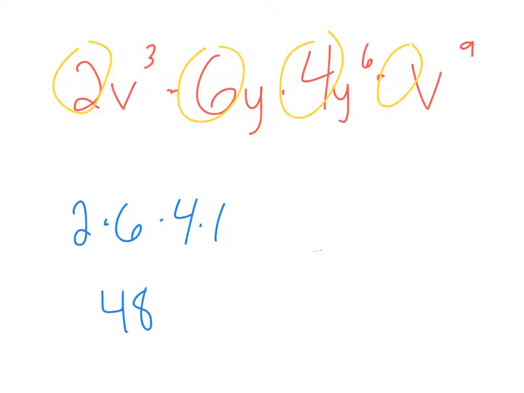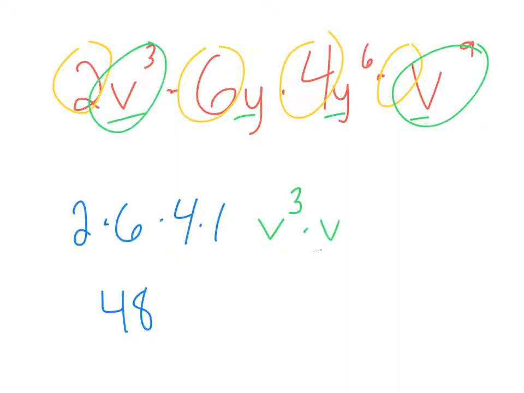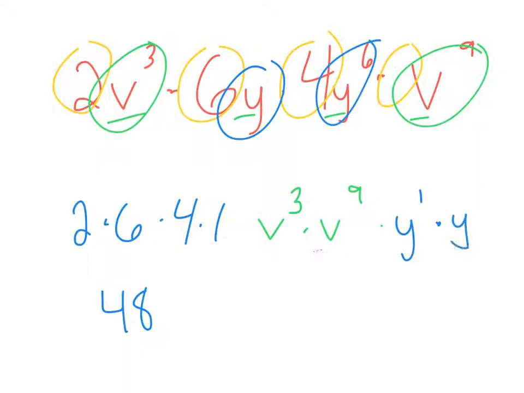But now I can separate our variables, and again we can only combine those like terms. So for the v's, I see v to the third, and then over here I see v to the ninth. So I'm putting my v's together, v to the third and v to the ninth. And then over here, grabbing those y's, I have y to the first power and y to the 6th power. So I'm going to be able to combine those now.